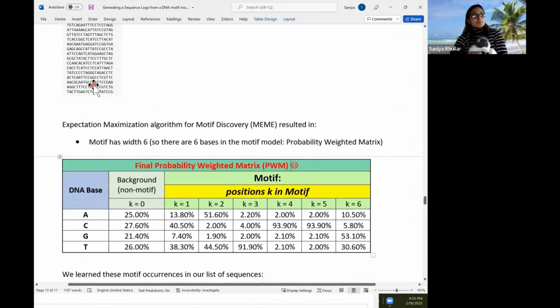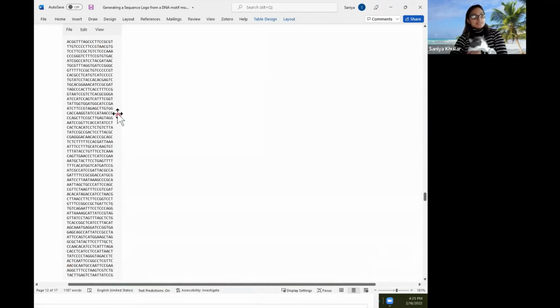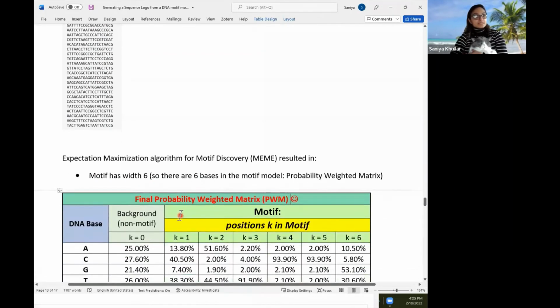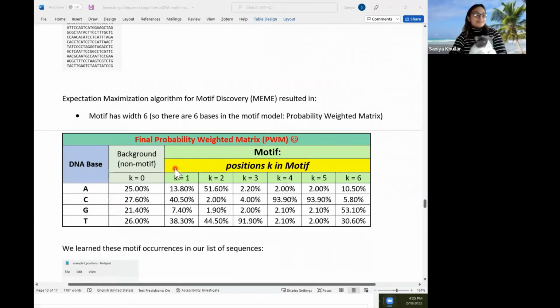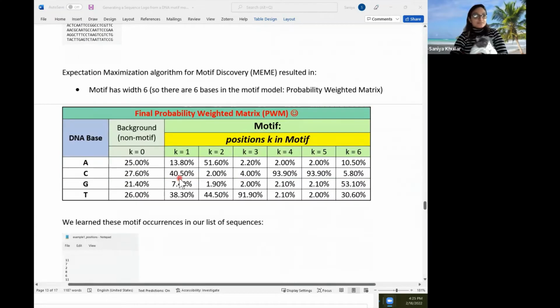So when we go through this with expectation maximization, 50 sequences, motif width of 6, for these 20 bases, what we got is this corresponding final probability weighted matrix when we ran it to convergence. So again, the probability of A in the background is 25%, C in the background in a non-motif position is 27.6%, for instance. And then these are positions in the motif.